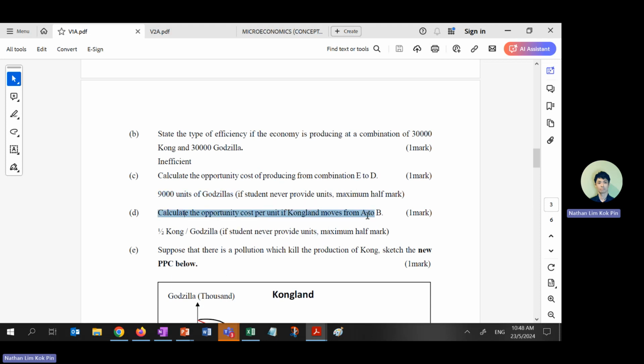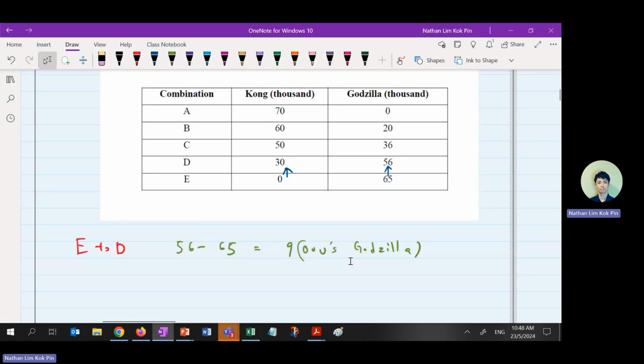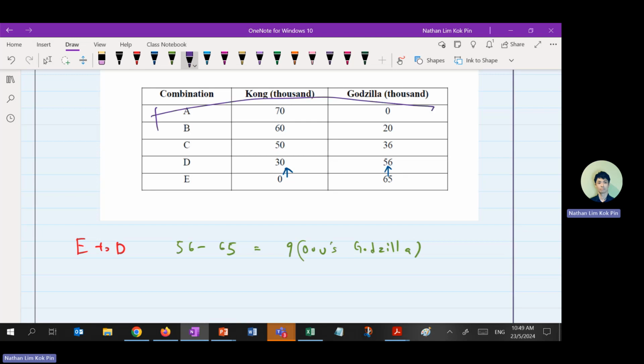The next one is calculate the opportunity cost per unit. This one is the per unit one, not part C just now. Part D is the per unit from A to B. From A to B, if I want to calculate per unit, then what do I give you? Half Kong per Godzilla. Because your paper is different, man.